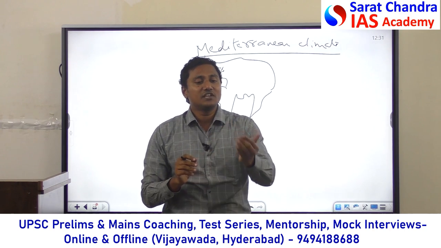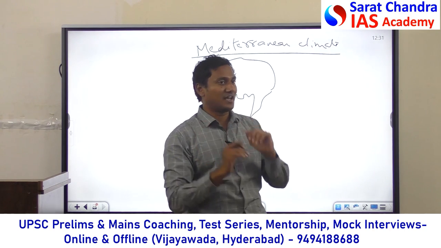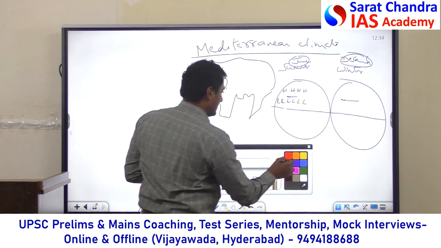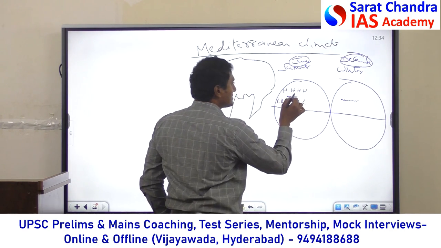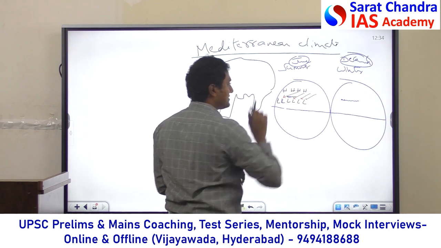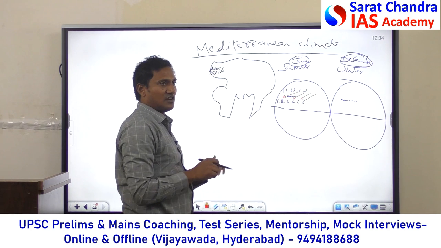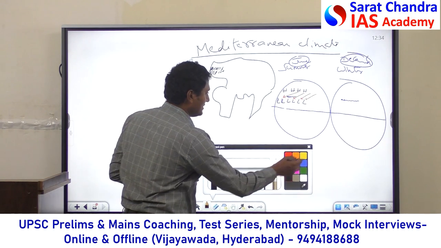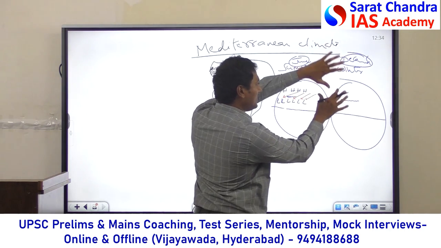Because of shifting of pressure belts. Let me explain how it happens. It is a very interesting thing. Observe again, I will draw in blue color and red color this time. They will blow from the subtropical high pressure to the equatorial pressure belt. These are the winds in summer season. Now let's say winter season. Friends, in winter season the belts will move down.